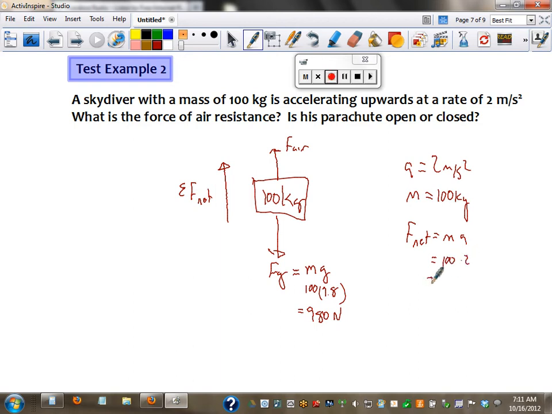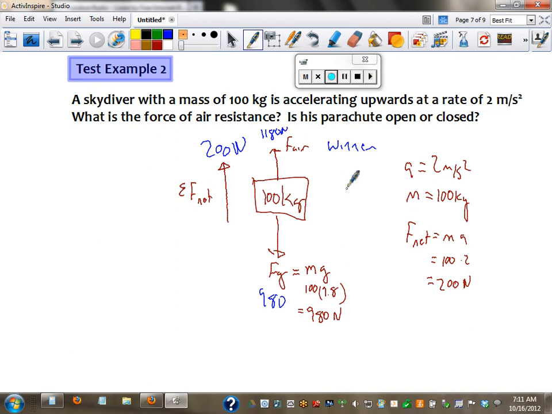100 times 2. 200 newtons. So I know this right here is 200 newtons. This one here is 980. And this is our winner. This one is 200 stronger than this one. So what's 200 stronger than 980? 1180 newtons. Is his parachute open or closed?